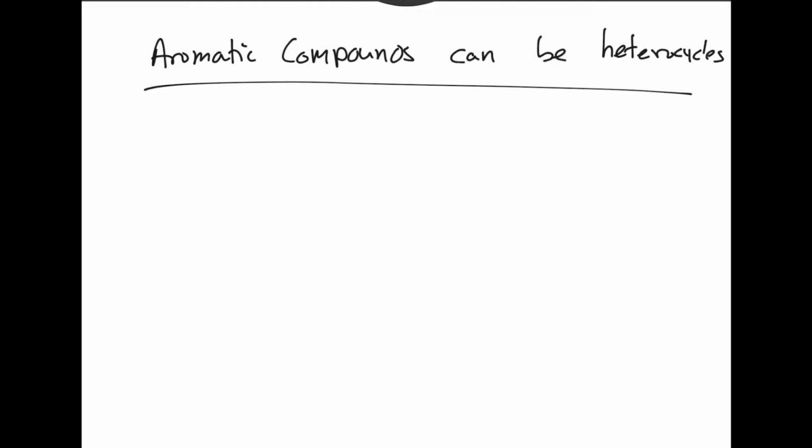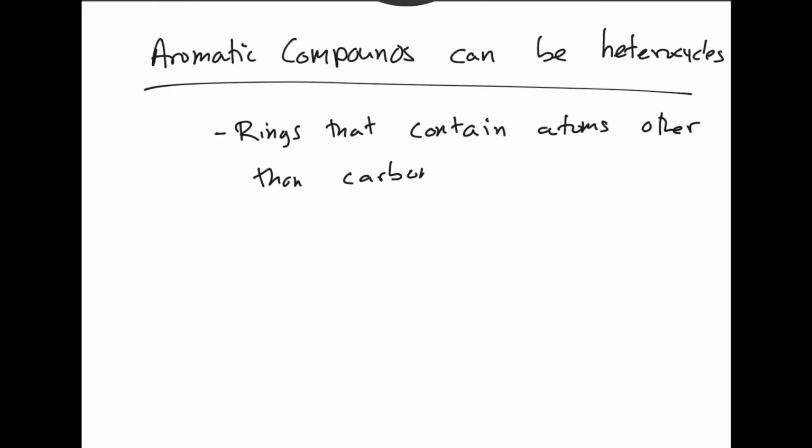Aromatic compounds can be heterocycles. Heterocycle is just a fancy way of saying rings that contain atoms other than carbon. So we're going to be concerned with like 3 heteroatoms. Do we have to learn the rules for how you count their electrons? Right? So we're concerned about oxygen, nitrogen, and boron.